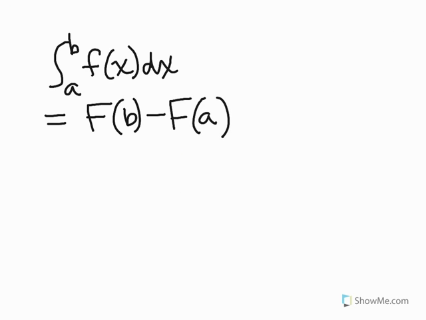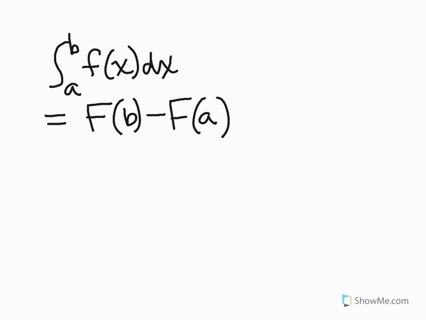Here's the more formal definition of the definite integral. The integral from a to b of f of x dx is the integrated f of x, or the antiderivative of little f, which is big F, evaluated at b, minus the antiderivative of little f, which is big F, evaluated at a. And that's what we just did in the problem before this.